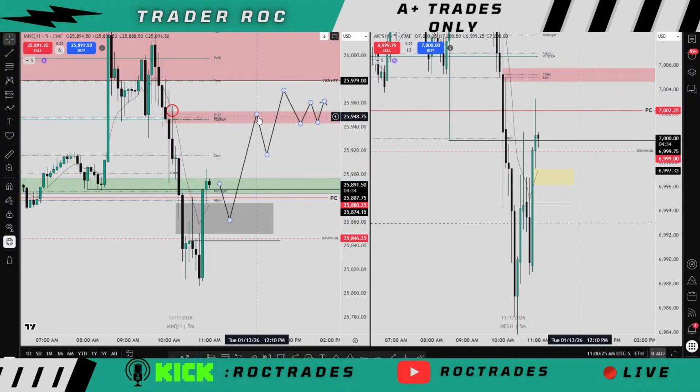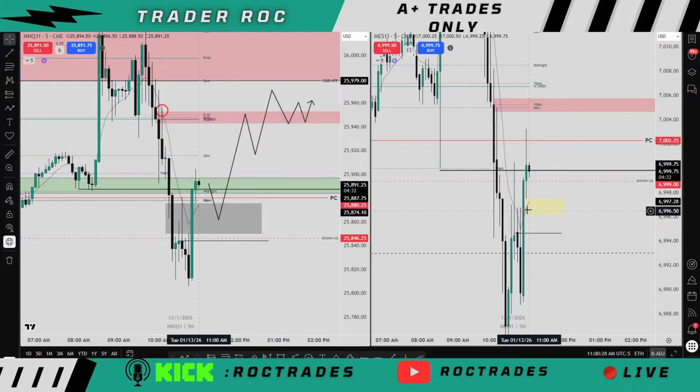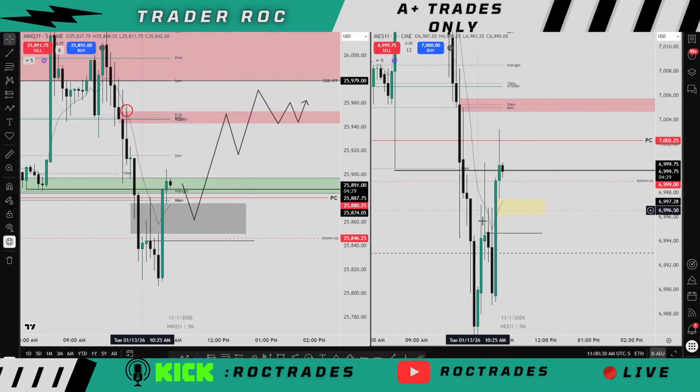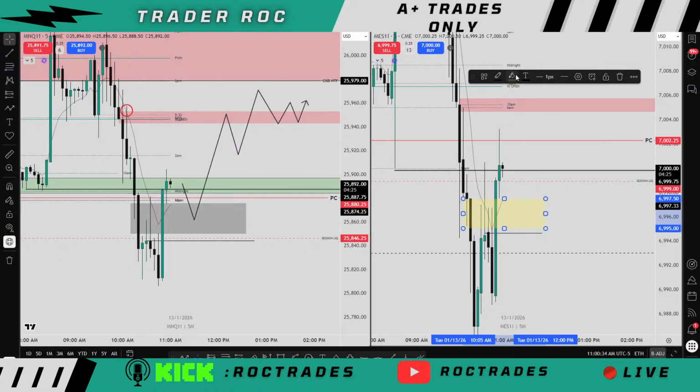This is the key area. That's why I have it highlighted. And this will be a 5-minute reversal profile. If this retest holds up, I think I'm going to give that a jab.